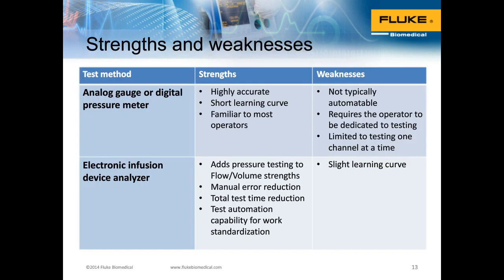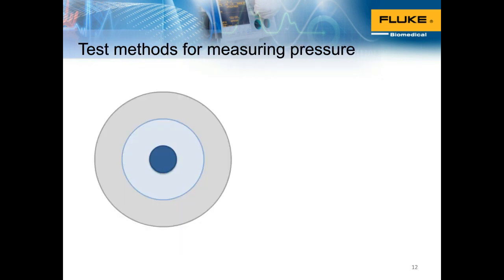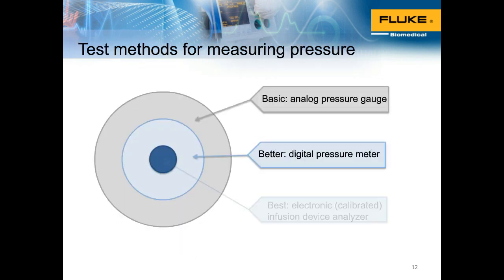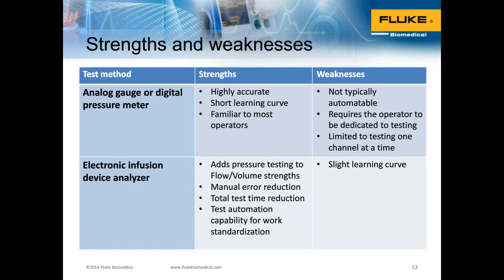Strengths and weaknesses of using the different methods, in terms of the analog gauge versus the digital pressure meter, are that the gauges are very accurate. We know that. They also have a short learning curve. They're fairly easy to use. But in terms of cons, again, you are working with something that's not typically automatable. It requires the operator to be dedicated to the testing. And you're limiting this to one test at a time. So I'm not sure if that is the best strategy. Bear with us one second here.